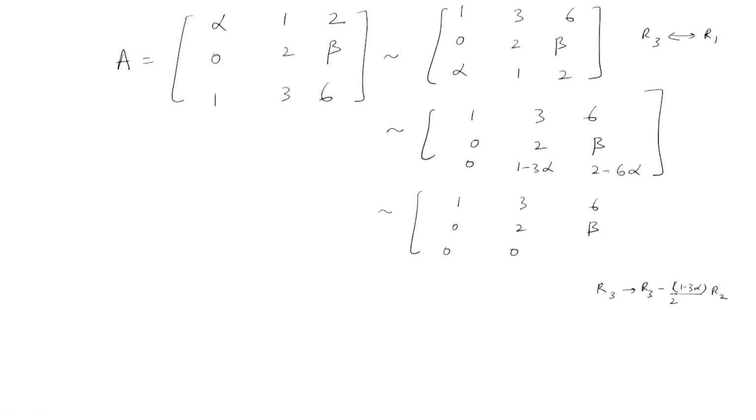So, what we will obtain, you see, it is 2 minus 6 alpha minus (1 minus 3 alpha)/2 times beta. So, what you will get is (1 minus 3 alpha) into (4 minus beta) upon 2. So, this element will be (1 minus 3 alpha) into (4 minus beta) upon 2.